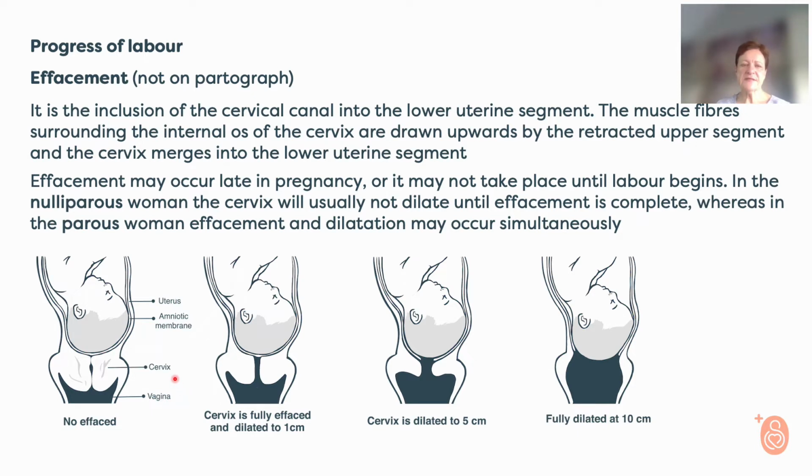Now, this happens in the primigravida. This usually happens before the dilatation of the cervix. So it starts happening at the very end of pregnancy, beginning of labor. But in the multigravida, it often happens together with the dilatation of the cervix.